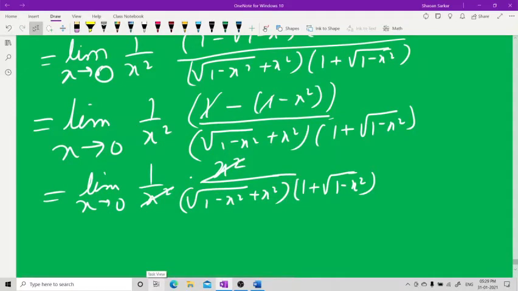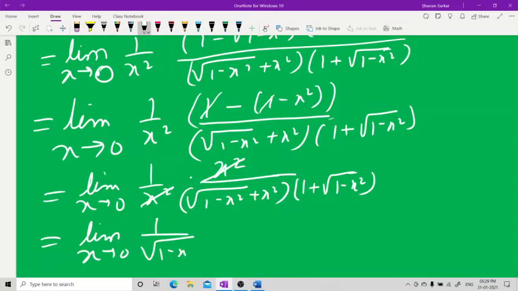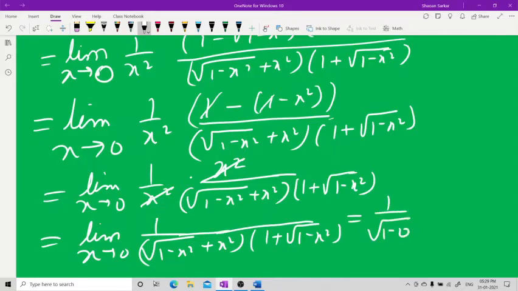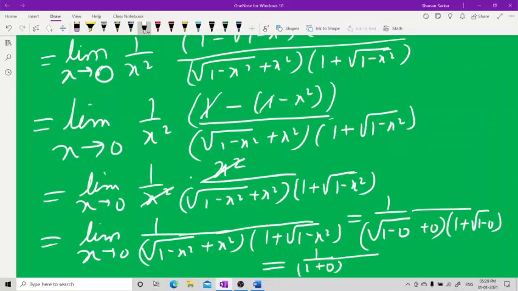Yes, now you are left with limit x tending to 0, 1 upon under root 1 minus x square plus x square into 1 plus under root 1 minus x square. Now put a 0 everywhere, take the limit. So this will become under root 1 minus 0 plus 0 into 1 plus under root 1 minus 0. So this will become 1 plus 0 and then you will have 1 plus 1. So you have 1 into 2, and the answer is half.